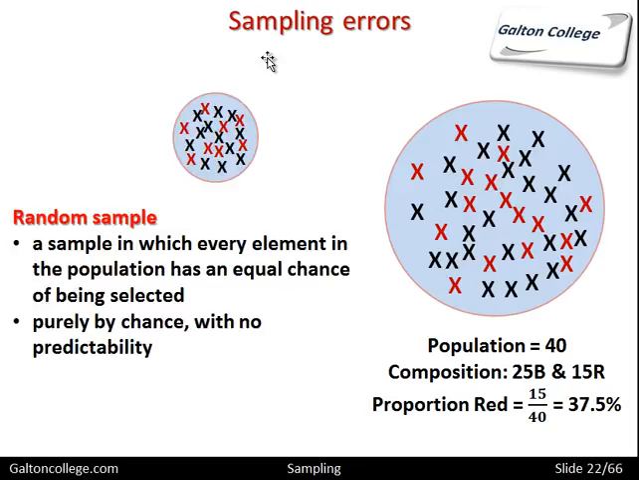So we select the sample up here. And we should select the sample randomly, as I said. This is a sample in which every element in the population has equal chance of being selected. It's selected purely by chance, with no predictability. So now, we've selected randomly.